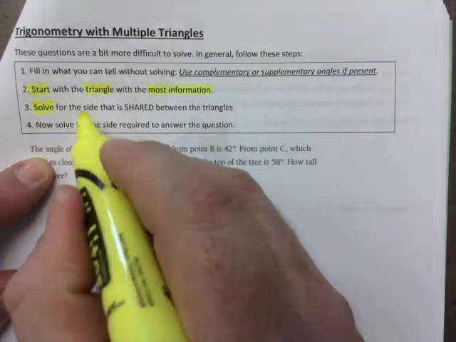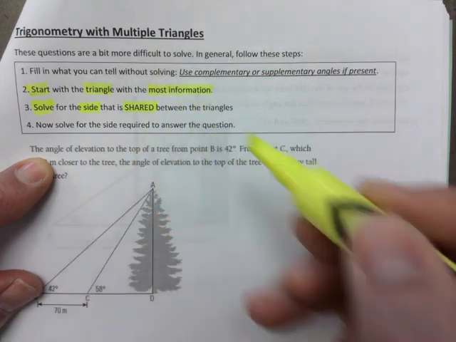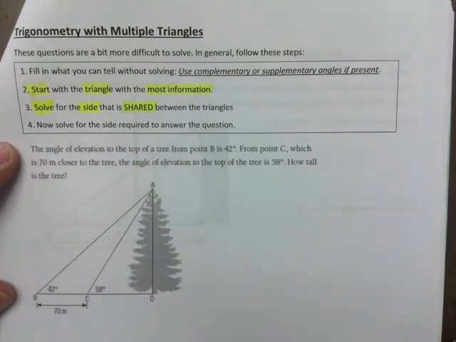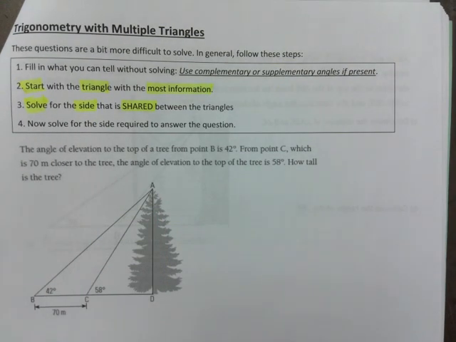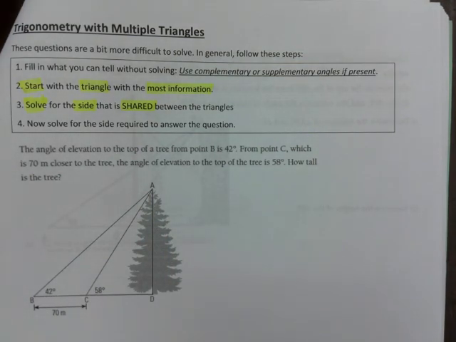Solve for the side that is shared between the triangles. Now solve for the side required to answer the question. So that's basically the order that I would suggest you do it. Some of you are going to find as you work through these that there are more ways to solve it. That's fine, nothing wrong with that. But I will stick with the script here.